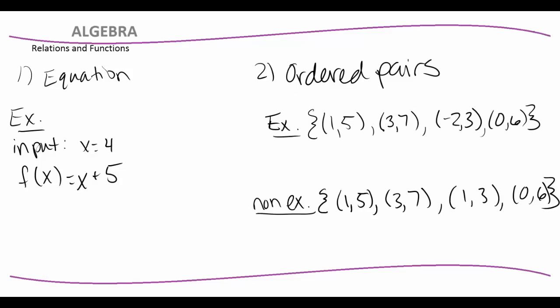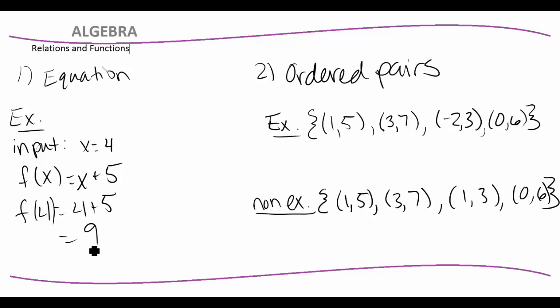Now we're going to talk about some different ways functions can be represented. First, functions can be represented as an equation. Instead of a penny for our input, let's have x equals 4. We want to take our input value of 4 and put it into a function, and our function is f of x equals x plus 5. So here we could take the input value of 4 and write it in place of x, so we're going to have f of 4 equals 4 plus 5. 4 plus 5 is 9, and that is our output.